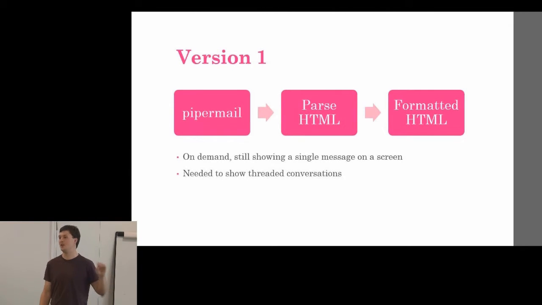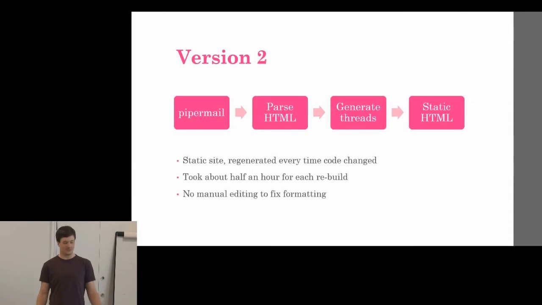This went live. A few people looked at this. A few people liked it and were keen on it, but ultimately not having the threading of conversations was a deal breaker. Next up, I tried parsing the whole of the Pipermail archive. I tried to generate threads based on the email subjects, and then I generated a static HTML site. So this was quite nice. I now had threaded views. I could now build up that formatted layout.